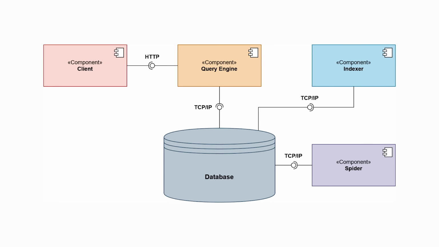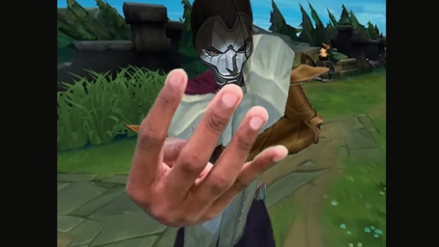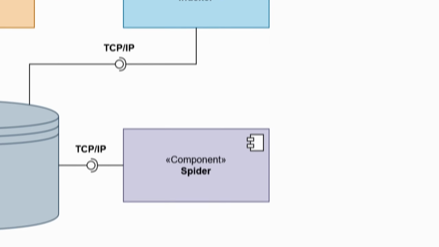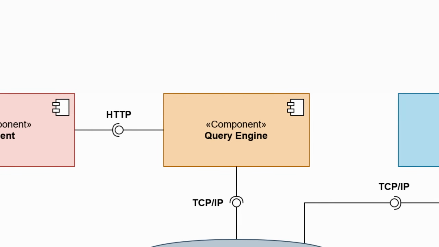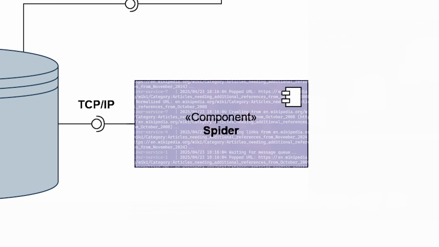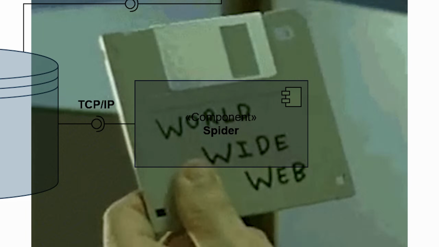The architecture of a simple search engine is fairly straightforward. There are 4 main components you need: a spider, an indexer, a query engine, and a client. The spider, sometimes known as a web crawler, gathers all the pages it can from the internet and stores their data to be processed later.